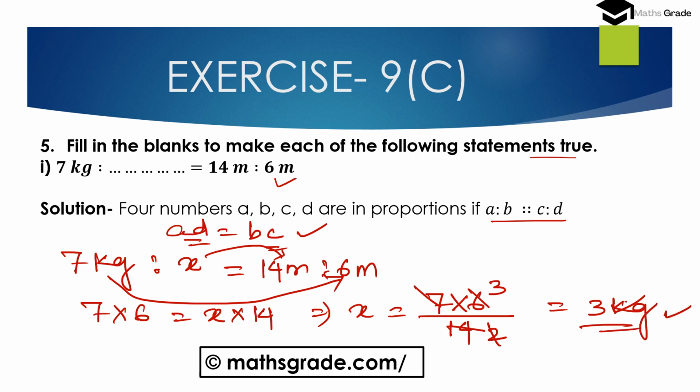Both will have the same unit, that is 7 kg. Here kg unit is given, so we have to write kg. That is 7 kg is to 3 kg is equal to 14 meter is to 6 meter.